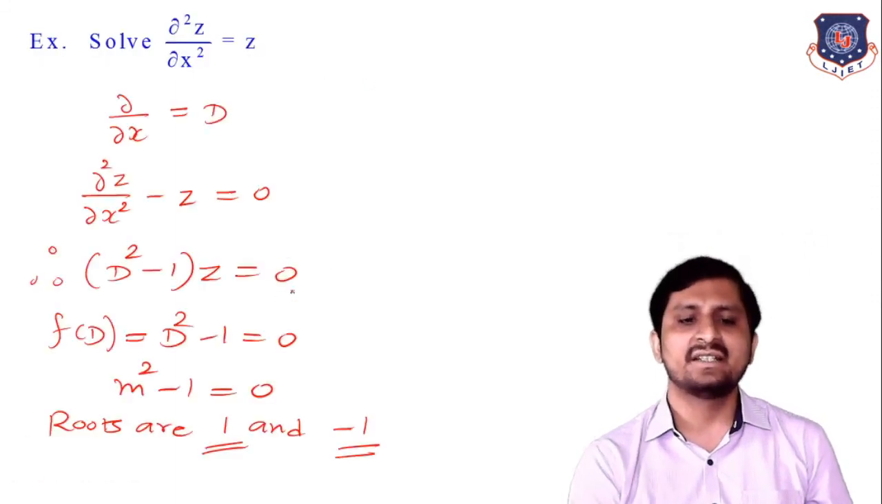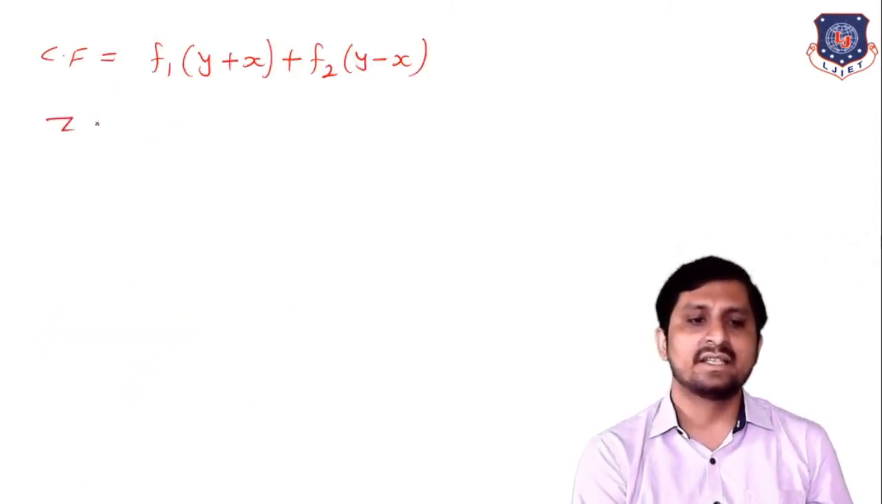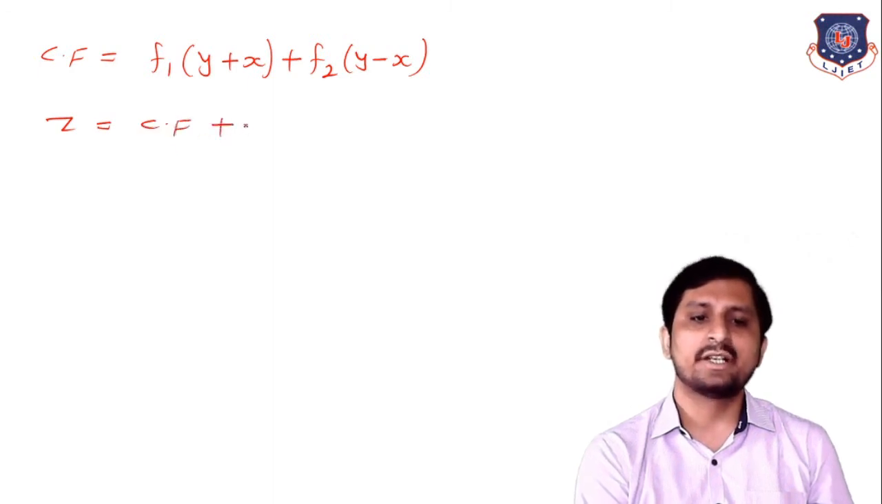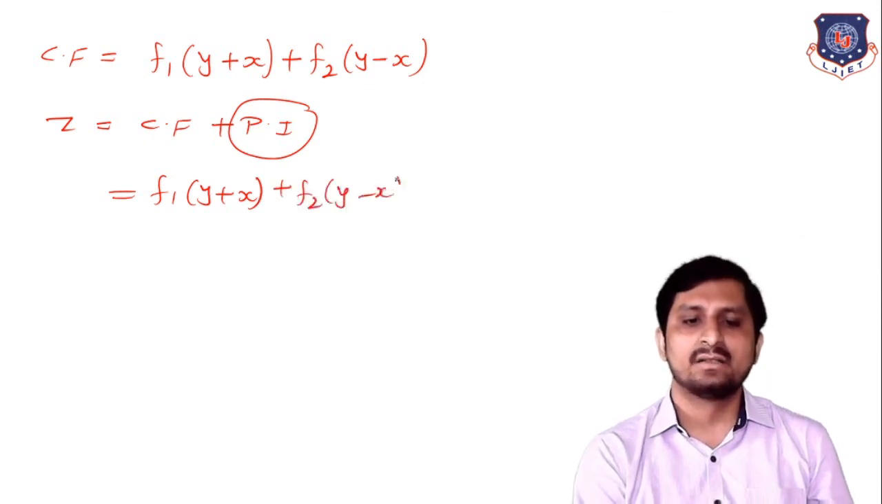Now you can understand that in this example the right hand side is 0, so f of x y is 0. So definitely z is nothing but the complementary function, because the particular integral is 0, since on the right hand side we have 0. So z is nothing but f1(y + x) plus f2(y minus x).